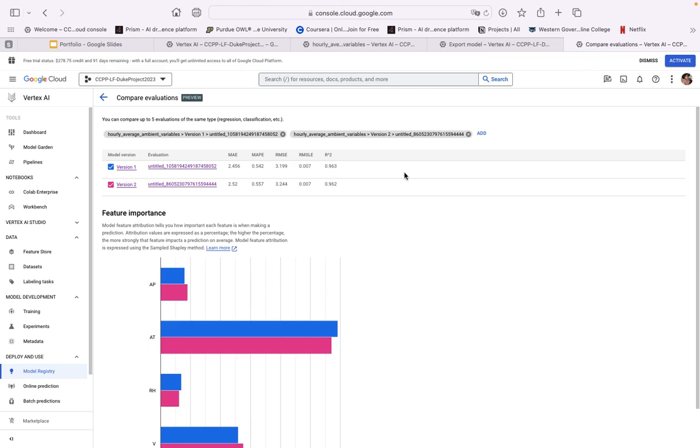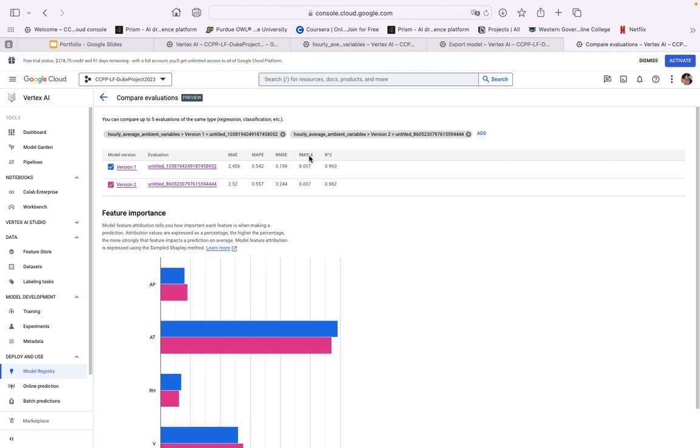So when we compare the two versions together, we can see that the metrics provide an evaluation of the performance of each version. In general, the lower value for the MAE, the MAPE, and the RMSE, as well as the RMSLE, indicates that this version 1 model performed just a little bit better.